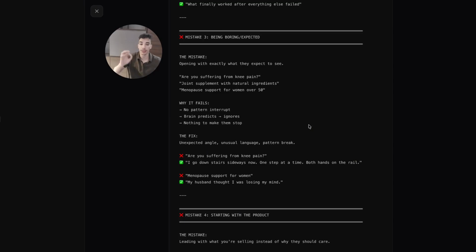So the biggest mistake is being boring or expected. The mistake is opening with exactly what they expected to see. Are you suffering from knee pain? Joint supplement with natural ingredients, menopause support for women over 50. Even this is specific and personal, but if the market is sophisticated, they've already heard this too many times, so it starts to be expected for them. The moment they hear it, they say, okay, boom, we move on. That's why a hook dies if it keeps being repeated, because it starts to be expected.